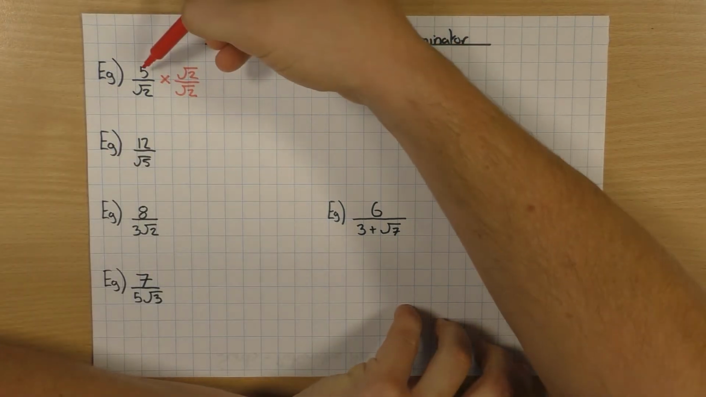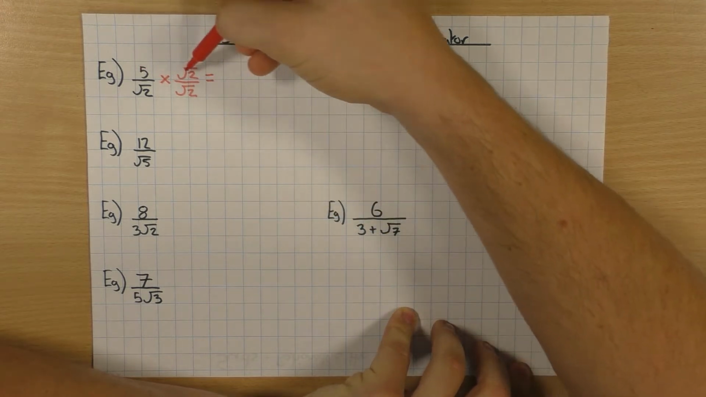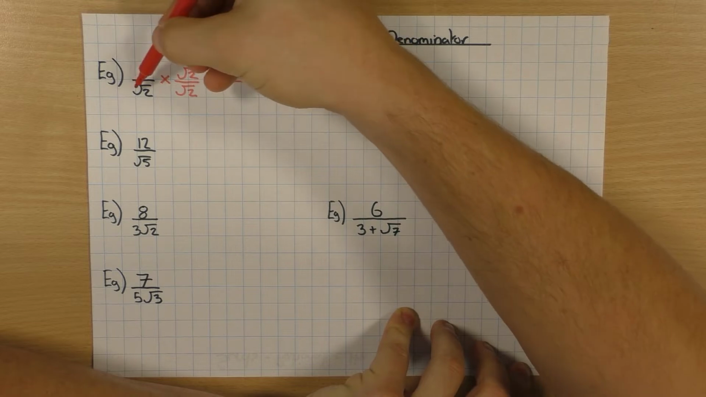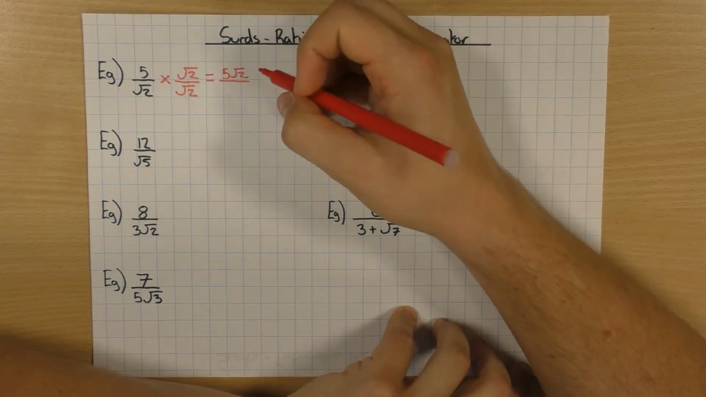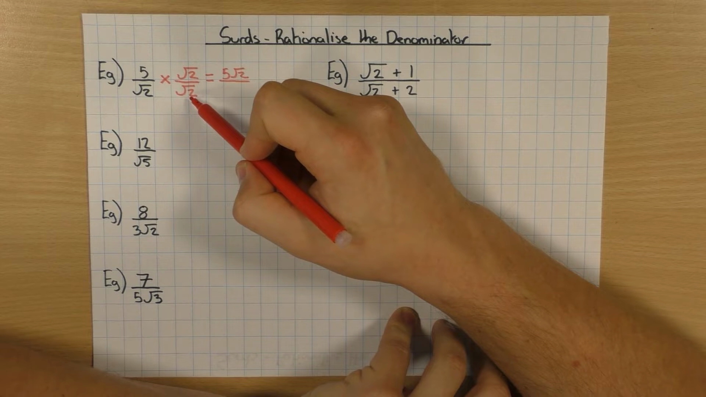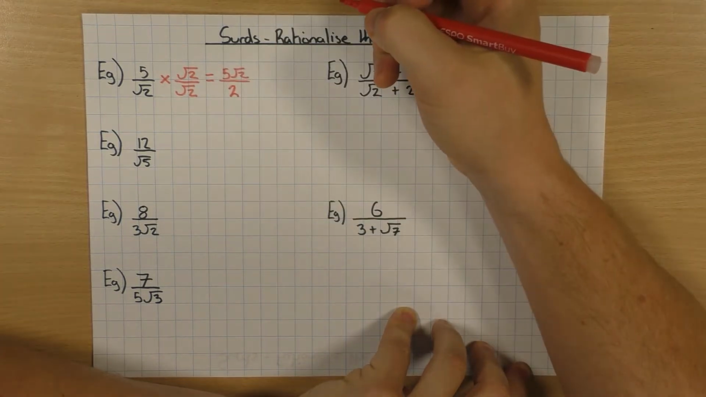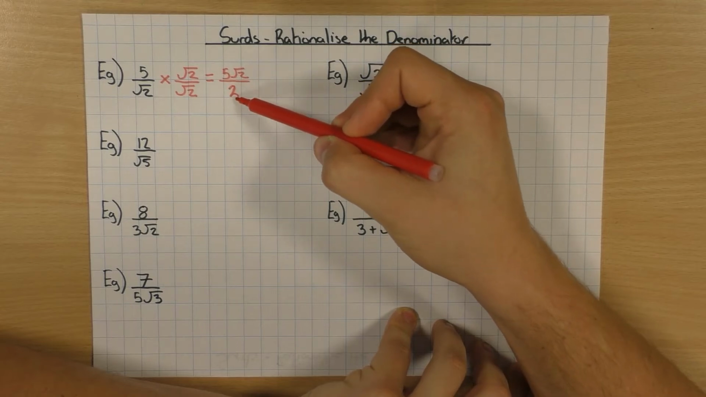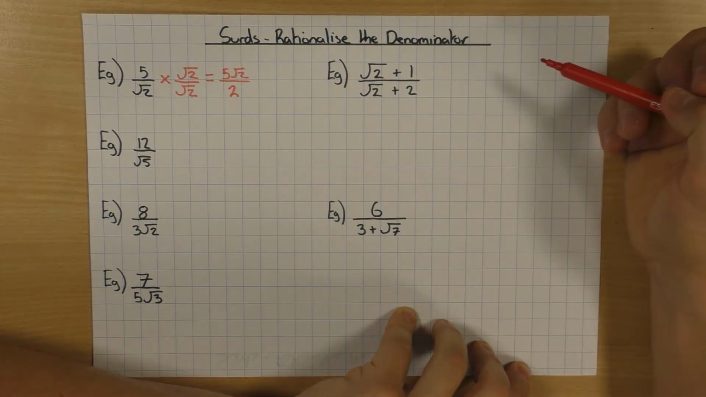Okay, so when you multiply fractions, we just multiply the top, which is 5 times root 2, which is just 5 root 2. And we multiply the bottom, root 2 times root 2. Now, if you remember from my previous surds video, if you've got a square root and you times it by the same square root, you just get the number inside. So that's just going to be 2. In this particular case, the denominator is now a nice whole number. It's now 2. Therefore, I've rationalised the denominator.